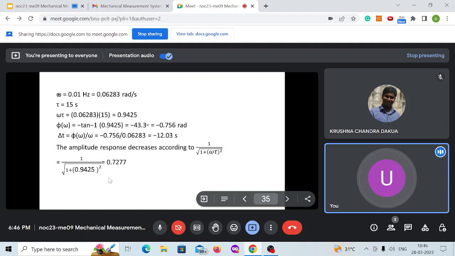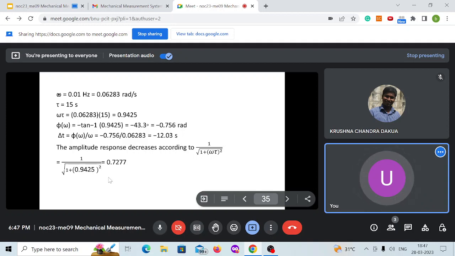Now we have been asked to find the phase lag. We know phase lag is minus tan inverse of omega tau. When you substitute 0.9425, the tan inverse of that gives minus 43.3 degrees, or in radians 0.756.